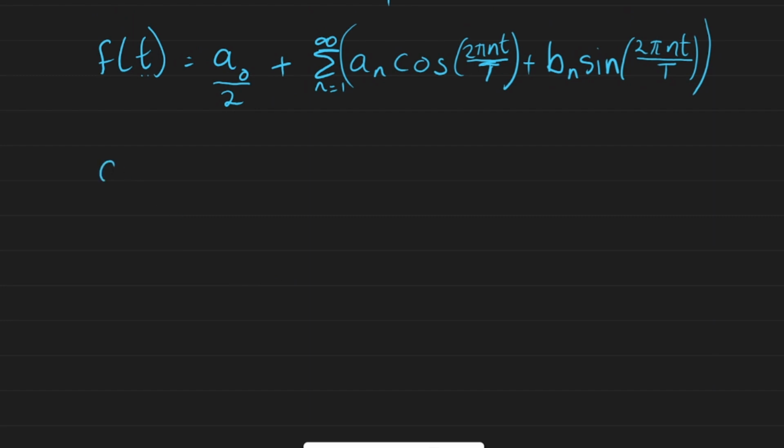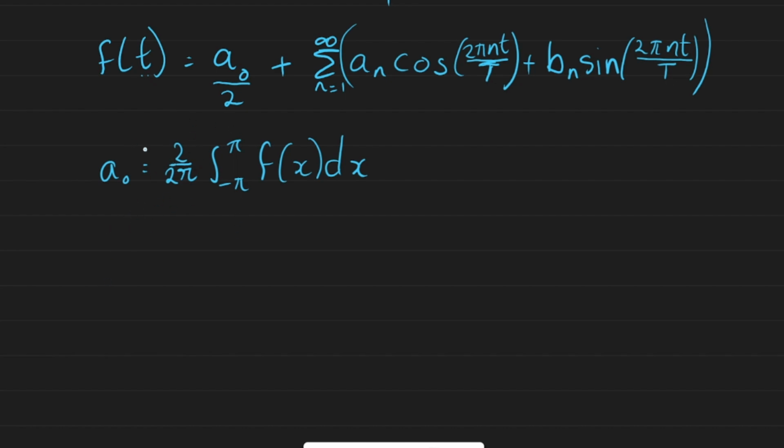If we just remember what a naught is, a naught we said was 1 over pi, integral from minus pi to pi. Remember our period is 2 pi. And we said f of x dx. So now we replace this with t and all of these things. Just a quick thing: remember that our period is 2 pi, so we can write 2 pi here, and we have to cancel out this 2, so we put 2 in the numerator. So it's 2 over 2 pi. It's the same thing. So it's essentially 2 over the period.